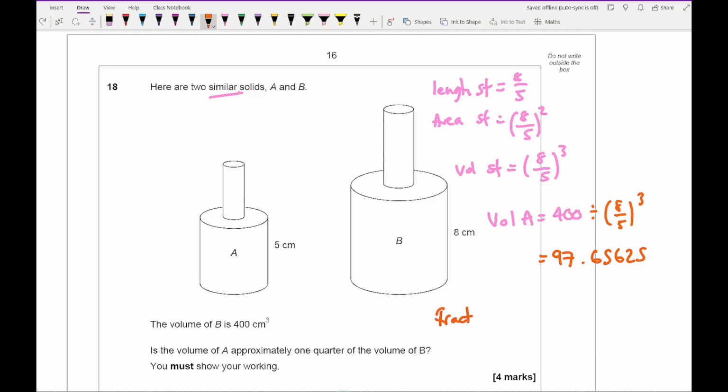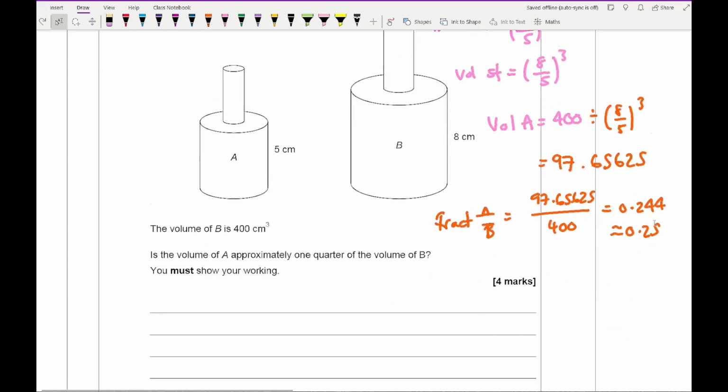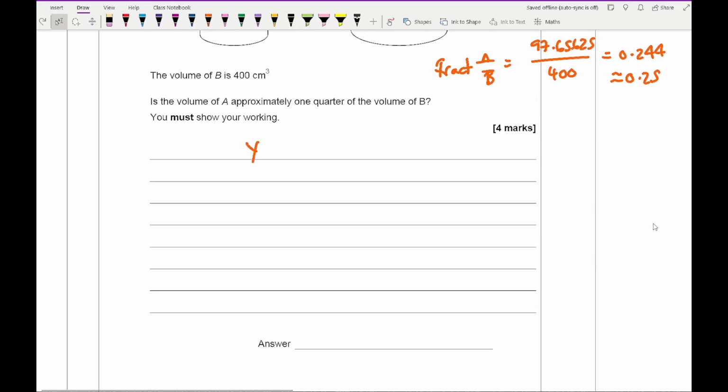So then the fraction of A over B is going to be 97.65625 over 400, and what we'll do is compare this to a quarter, to see whether it's approximately a quarter. So if I divide that by 400, it gives me an answer of 0.244, which I would say is approximately 0.25. So the answer then is yes.